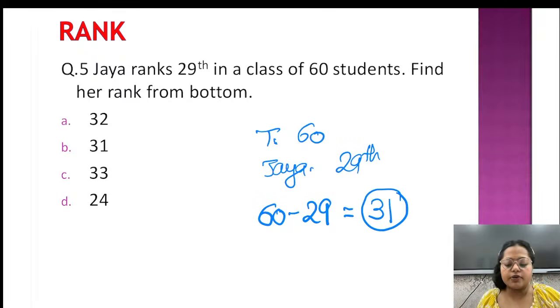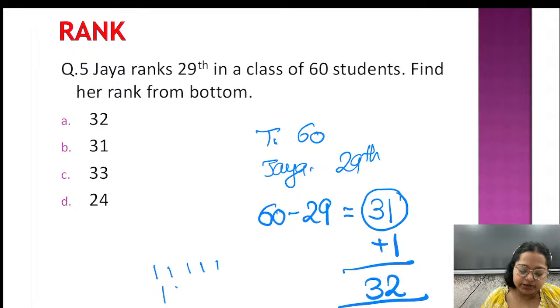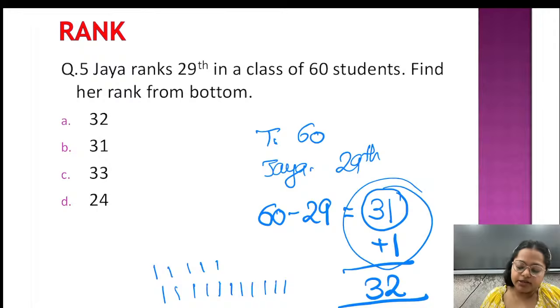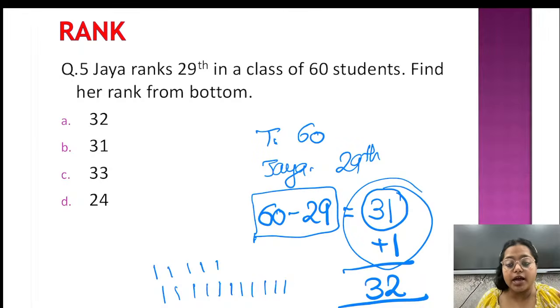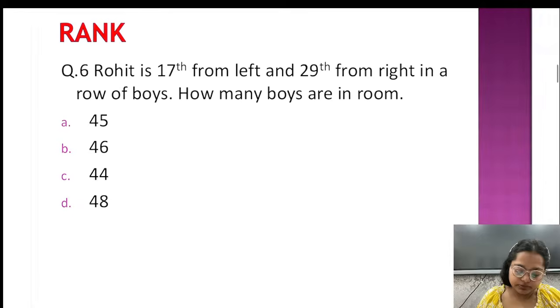So for Jaya, we have to find her rank from the bottom. Whenever we have this type of question, we have to add 1 to it, okay. So the rank from the bottom is 32, because the 29th rank is from the start, okay. Sometimes students solve it differently; in my earlier stages I also solved like that, but this is the easy method. Whenever you have to find the rank from the bottom, just subtract the rank from the total students and add 1. So the correct answer would be 32. Option A is the correct answer.